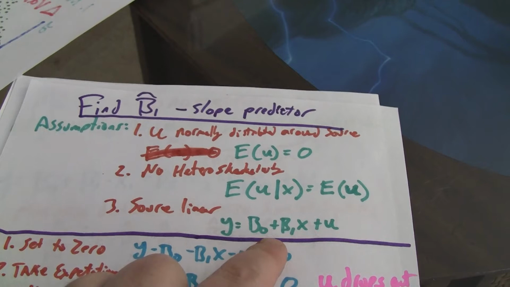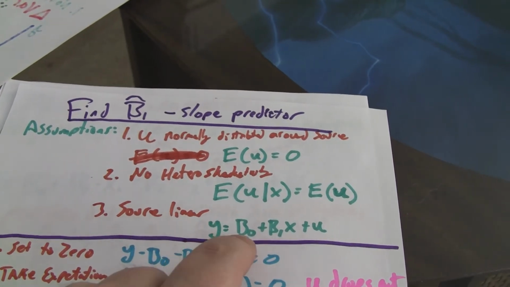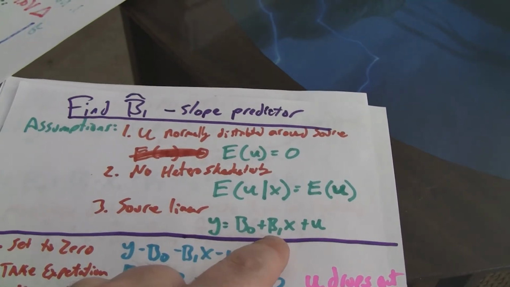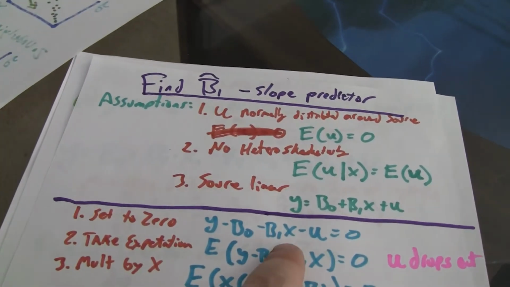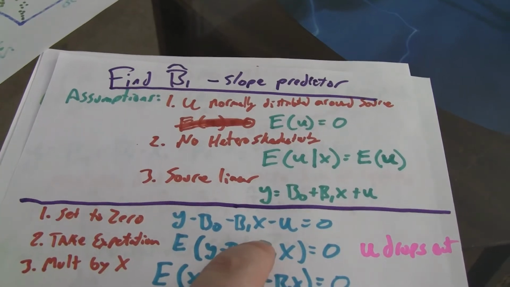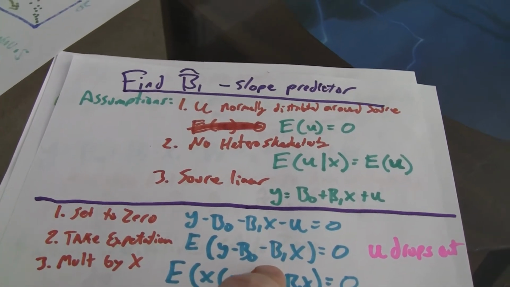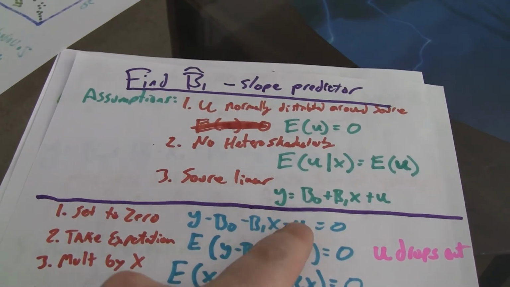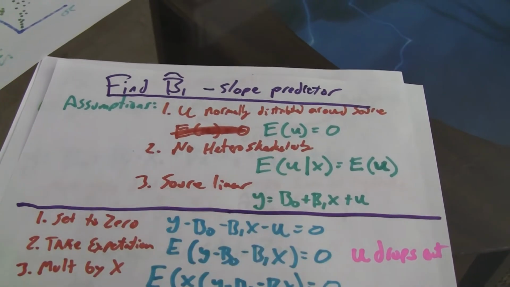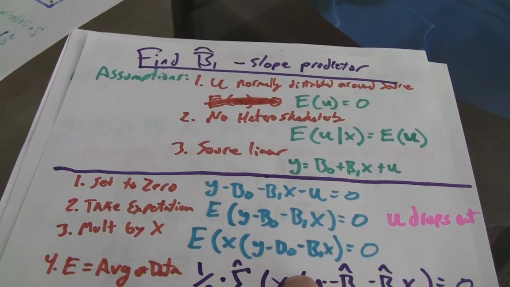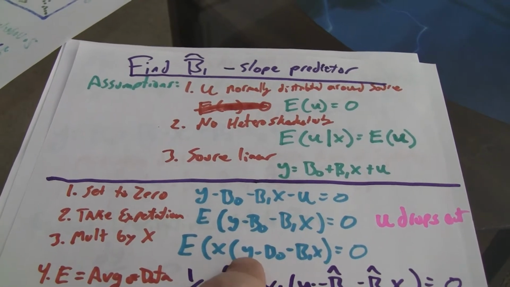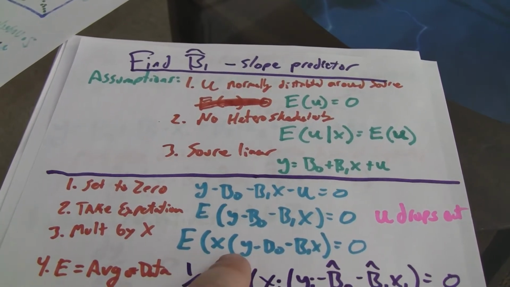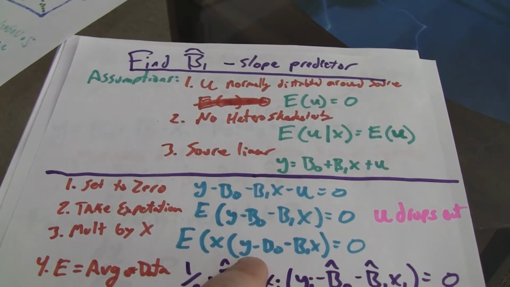Then our third assumption is that our source is linear, that the source that is creating the data is y equals beta naught plus beta 1 x plus u. So we're going to start with that and set it to 0, and then take the expectation of that, which is like taking an average. Now, because our expected value of u is 0 from up here, our u is going to drop out. We're going to multiply both sides by x, so x times 0 is still 0, and then we get an x in here.